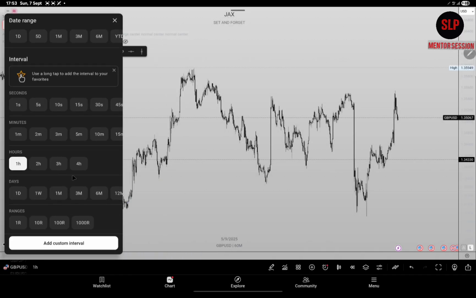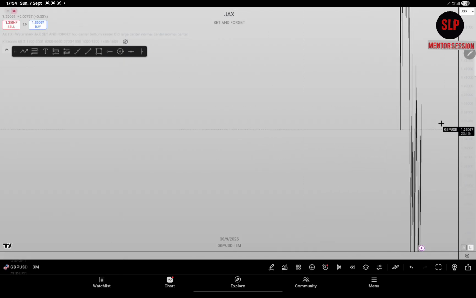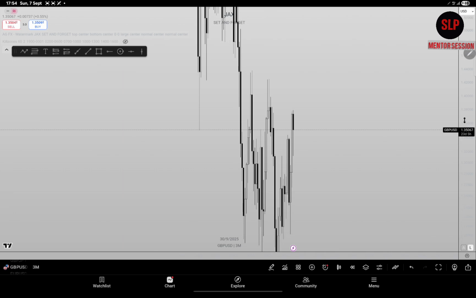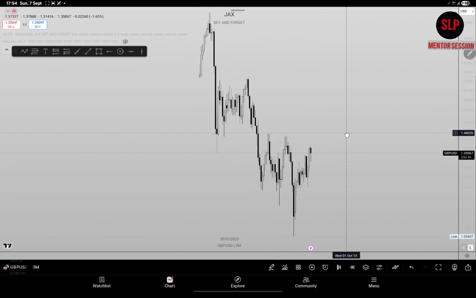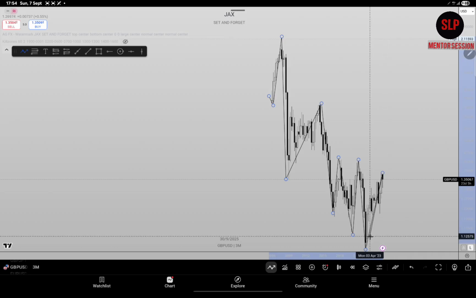Now GBP USD, first off, 3 months time frame. GBP USD is bearish. Lower highs, lower lows, lower highs, lower lows, lower highs, lower lows, and this is probably going to be another lower high and probably another lower low.